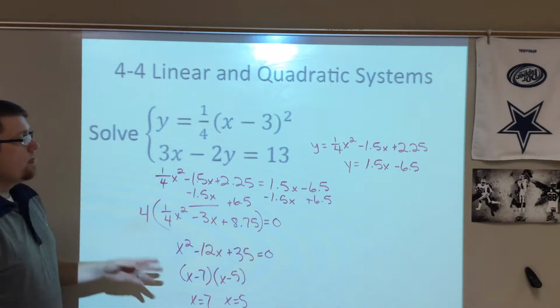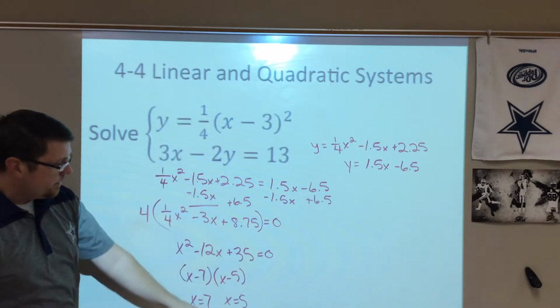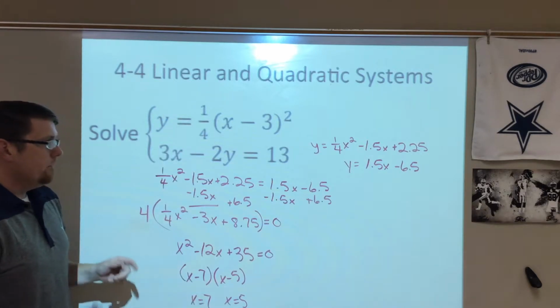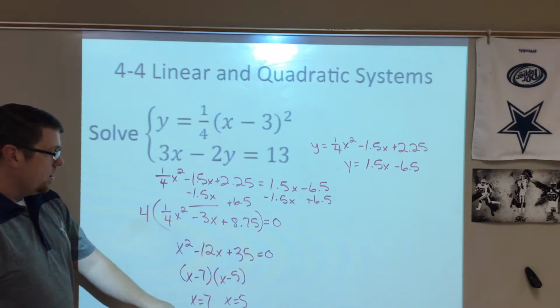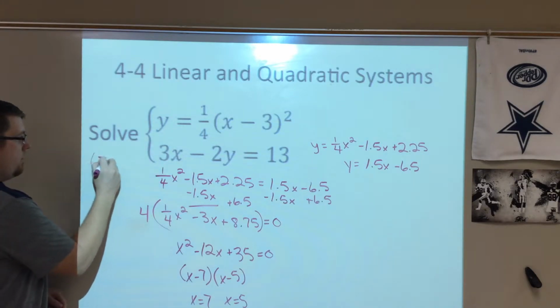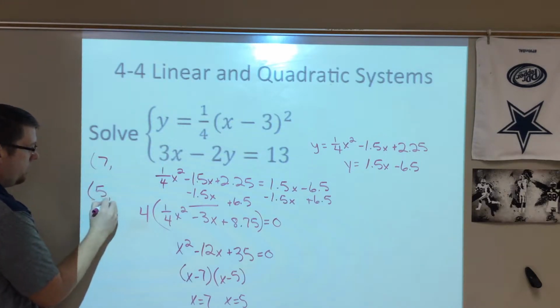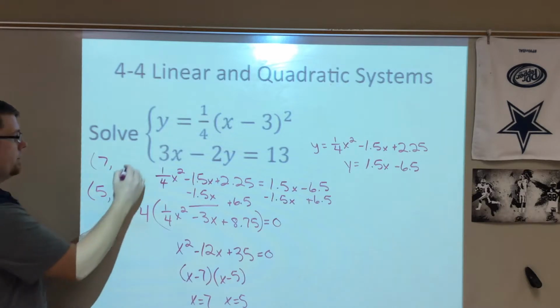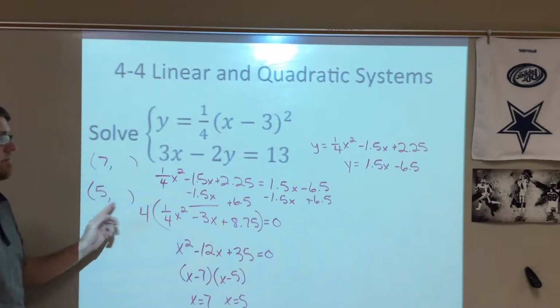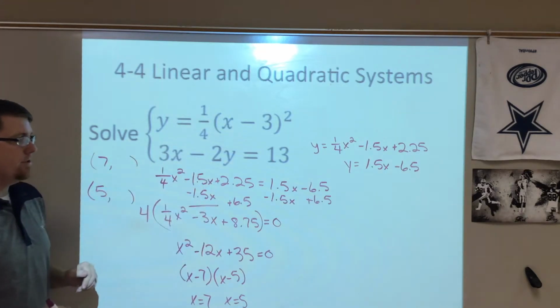So normally what we were doing before is that's where we would stop. These were our solutions. But this time I'm looking for a coordinate. So all I have now are two x values. I need to find the y values to show me where these two graphs intersect.